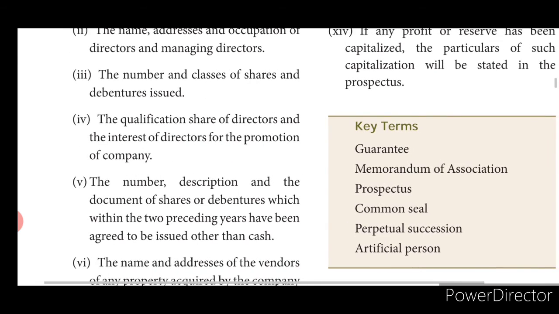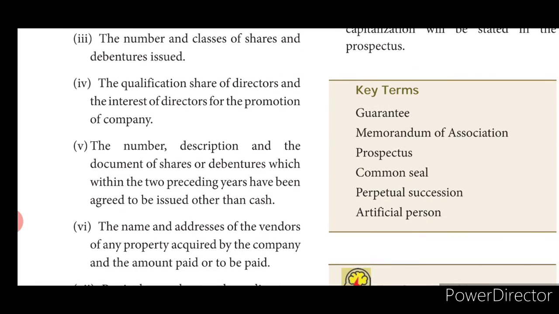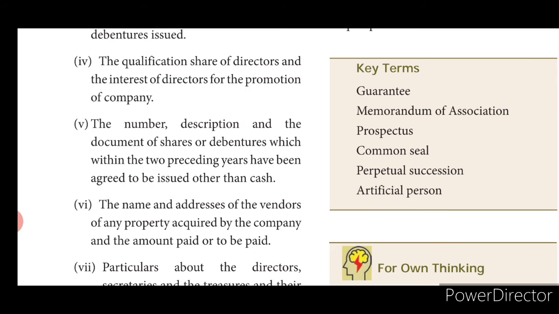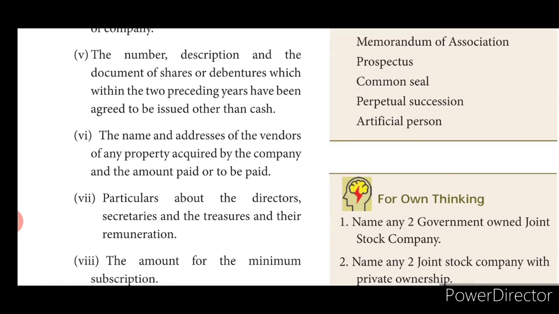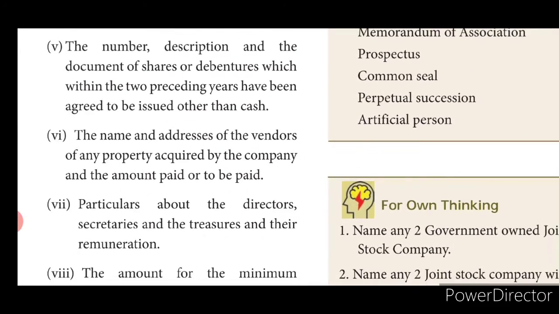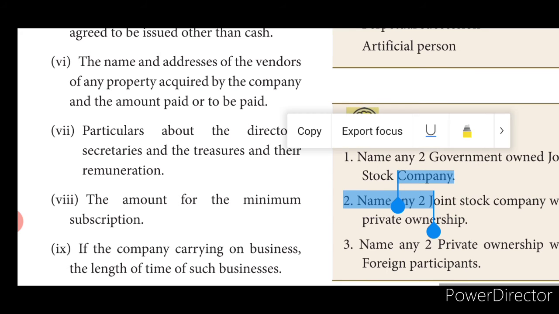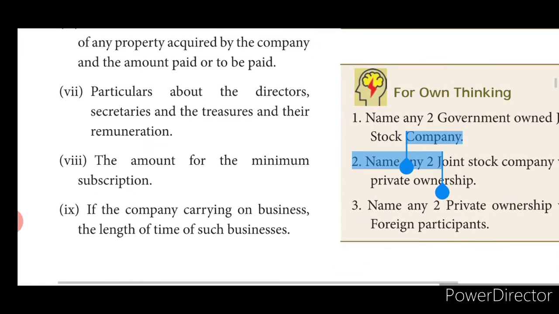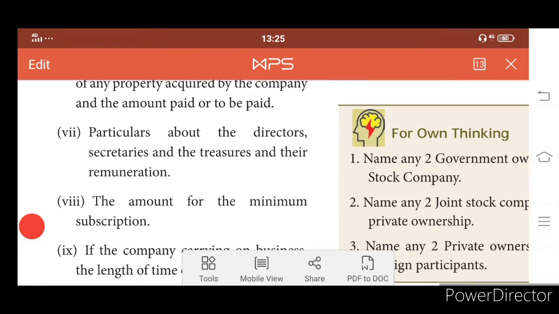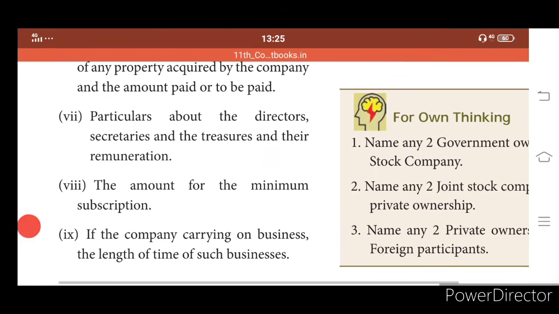The qualification shares of the directors and the interest of the directors for the promotion of the company, the number, description and the document of the shares and debenture which within the 2 preceding years have been agreed to be issued other than cash. The name and addresses of the vendors of any property acquired by the company and the amount paid or to be paid.